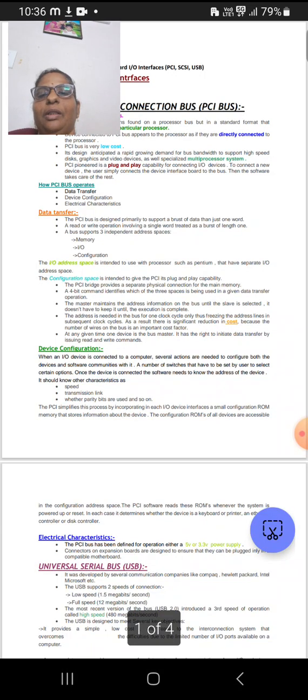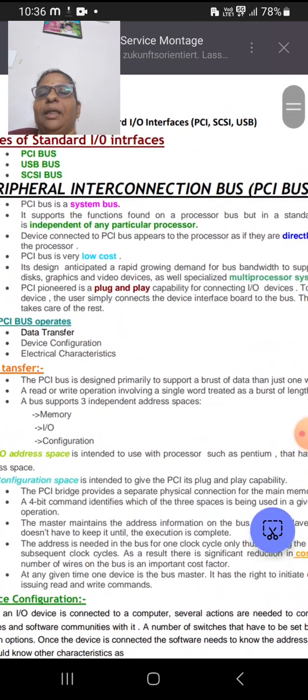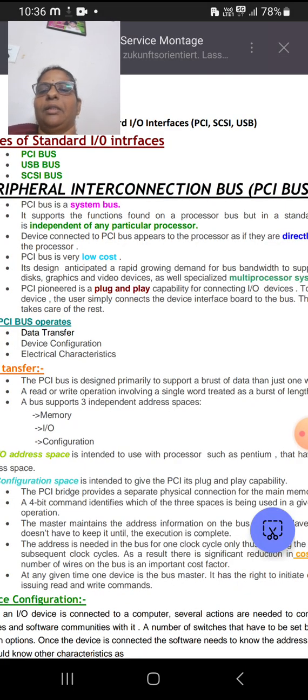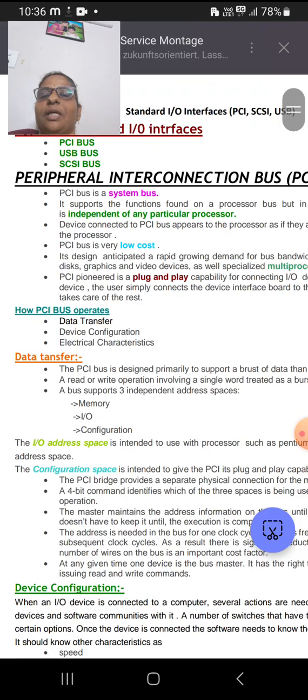Good evening to all. Now we are going to see about peripheral devices in buses. That is, in a PCI, it has three buses: PCI buses, USB buses, and SCSI buses. So these are all the standard input-output interfaces. A PCI is nothing but peripheral interface circuits.